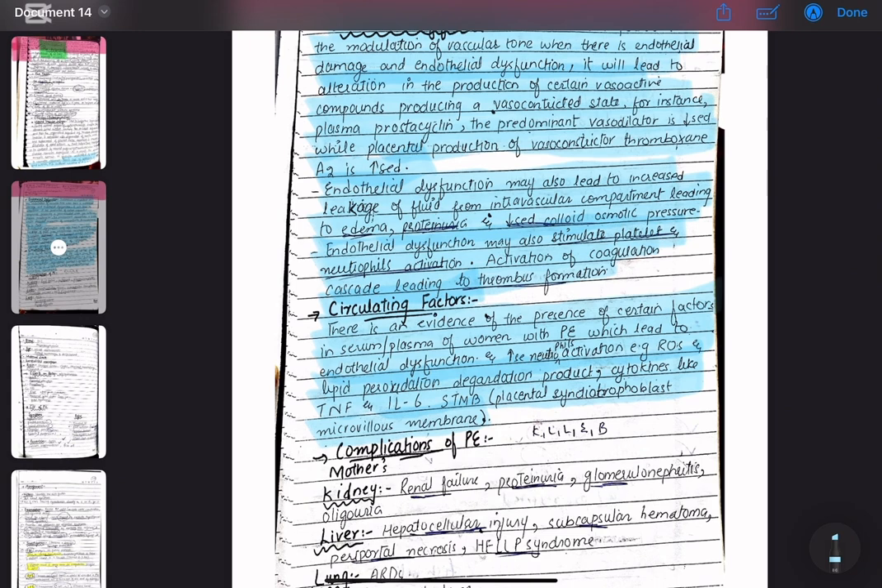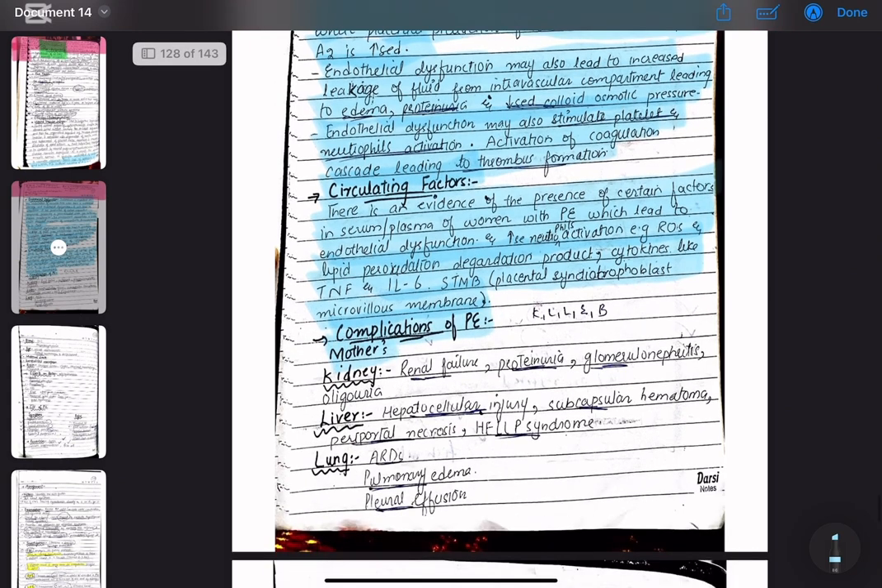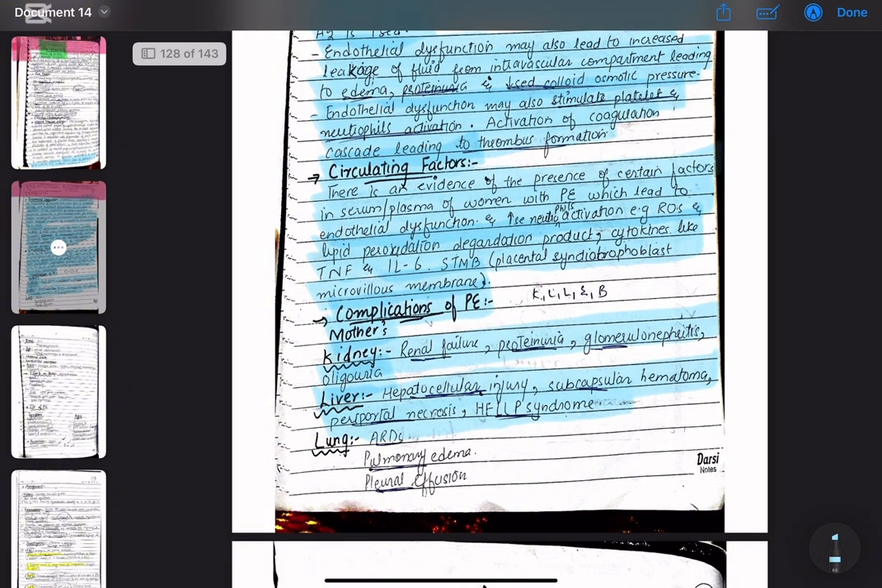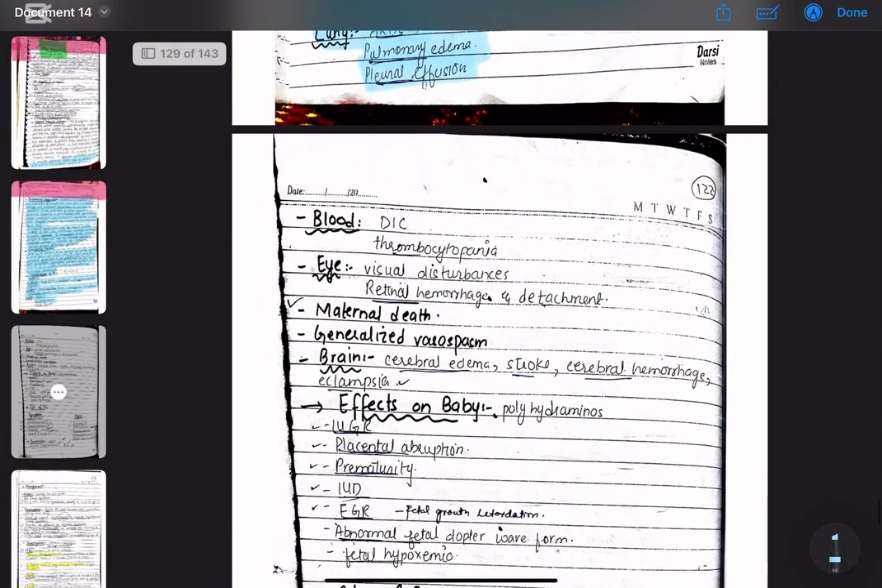The complications of PE in the mother: kidney, that is renal failure, proteinuria, glomerulonephritis and oliguria. The liver complications, which are hepatocellular injury, subcapsular hematoma, periportal necrosis, and HELLP syndrome. The lung complications, which are ARDS, pulmonary edema, and pleural effusion. And the blood: DIC and thrombocytopenia. The eye: visual disturbances and retinal hemorrhage and detachment. Maternal death, generalized vasospasm. The brain: cerebral edema, stroke, cerebral hemorrhage and eclampsia.